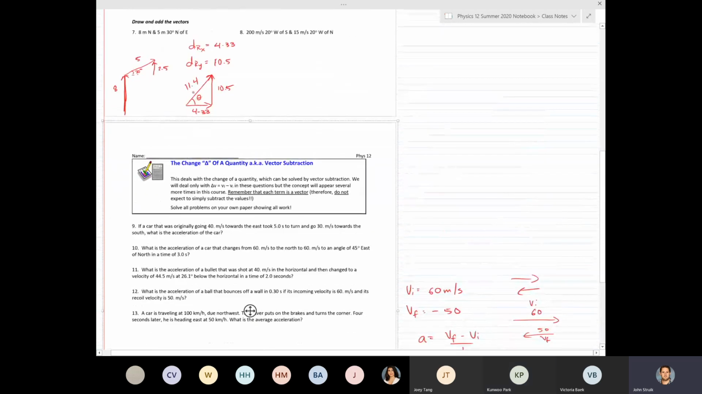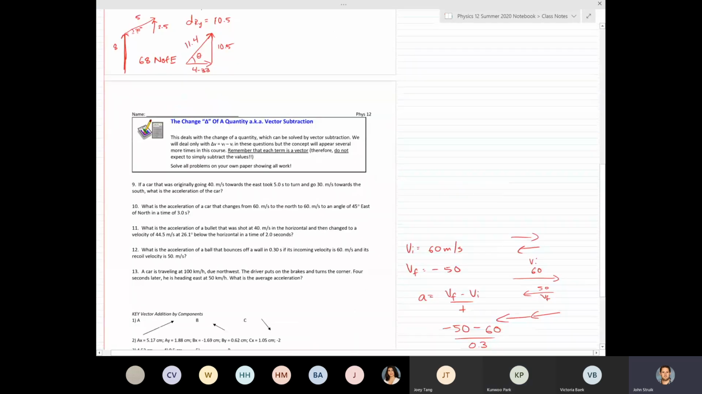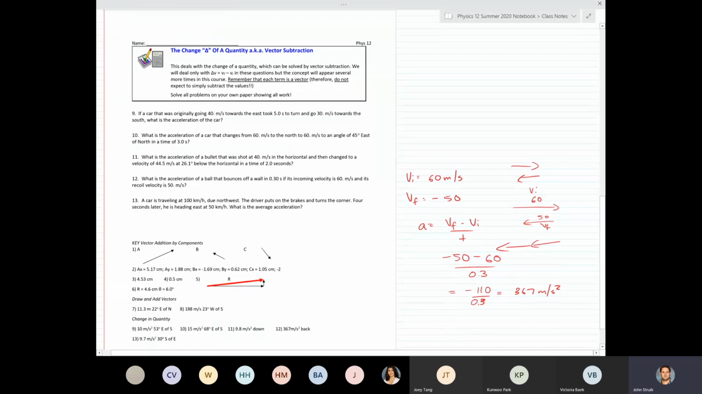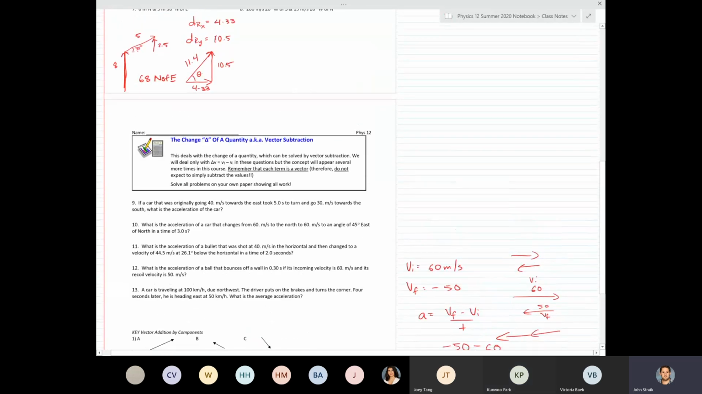But I'm going north of east. So 68 north of east, but this is saying it's 22 east of north. So 22 is like the complementary angle. I think that's what it's called.